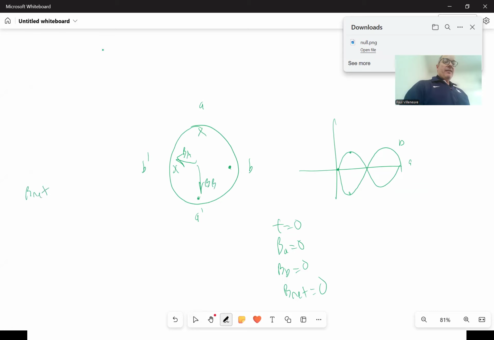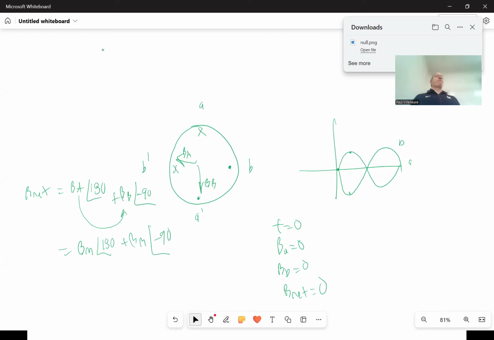So my B net for 90 degrees is equal to BA, which has an angle of 180, plus B sub B, which has an angle of minus 90 or positive 270. These magnitudes are the same, so you could just say B max, because they're at their max currents, at 180, plus B max at an angle of minus 90.